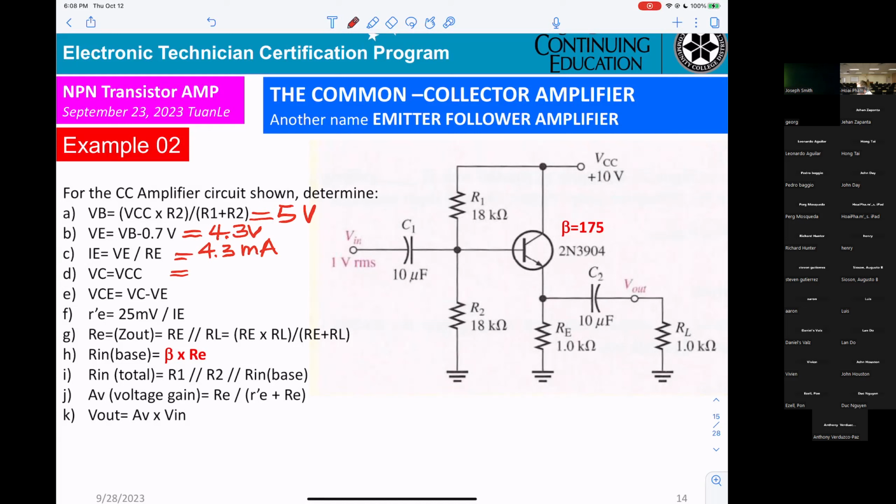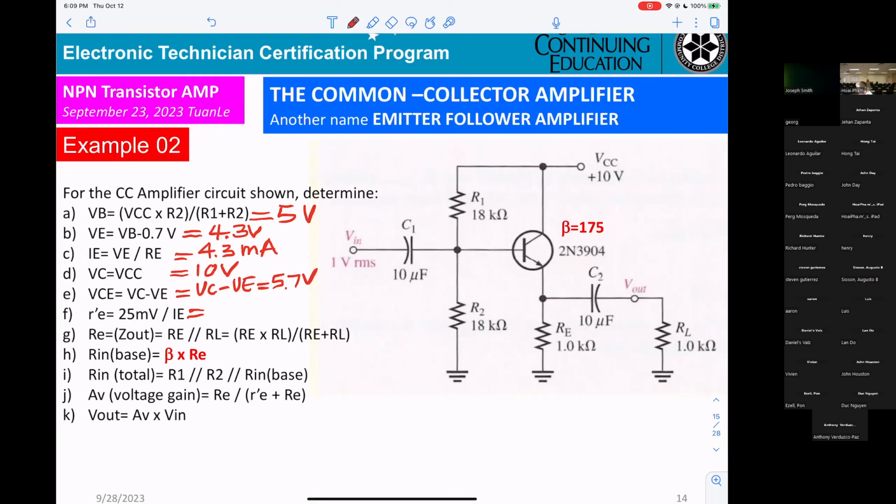VC, same thing with VCC. VCE will be equal VC minus VE. Okay. 10 minus 4.3, 5.7 volts. Perfect. 5.7 volt.